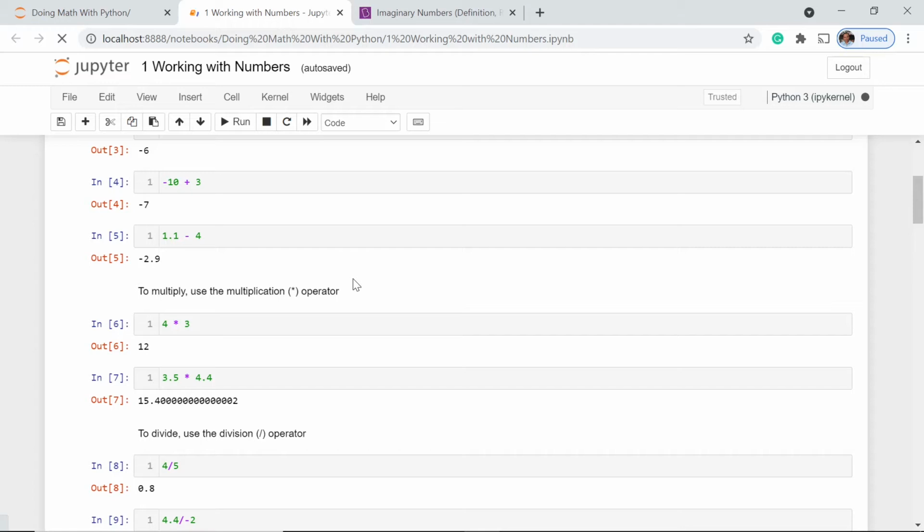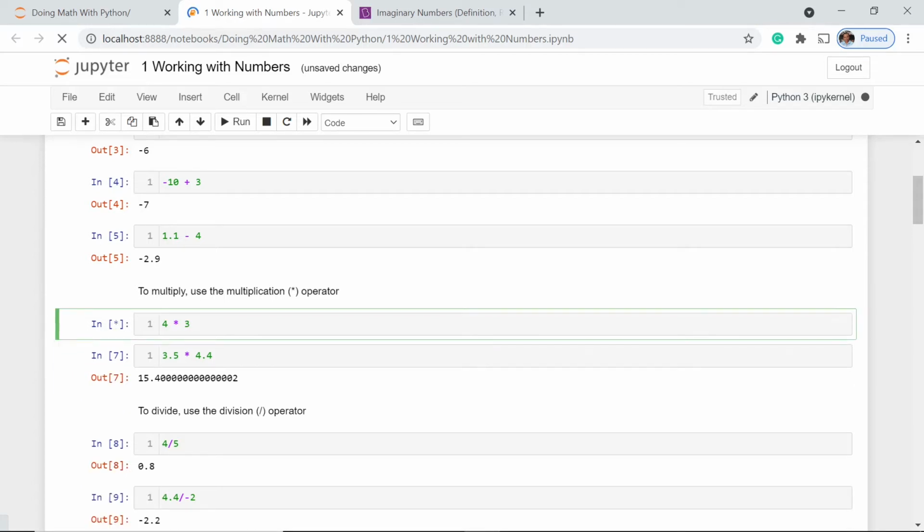So how about when we do the multiplication? In multiplication, we just use this operator, which is just an asterisk. So for example, we have 4 times 3, or 4 multiplied by 3. This will give us, of course, 12. We can also do the multiplication between two decimals. So for example, we have 3.5 times 4.4. This will give us 15.4, and so on and so forth.